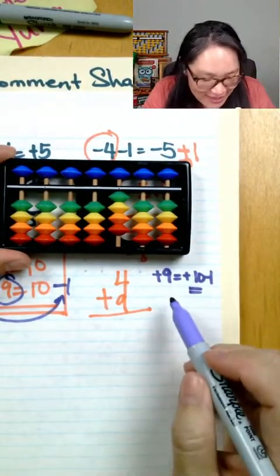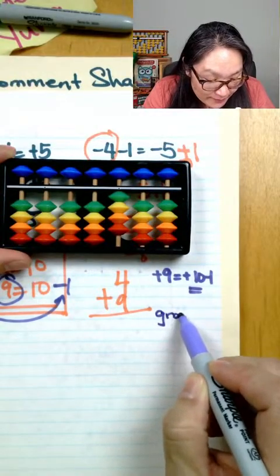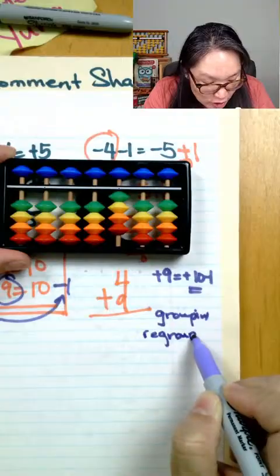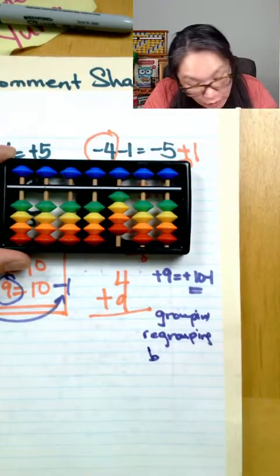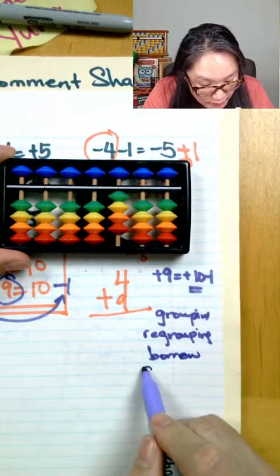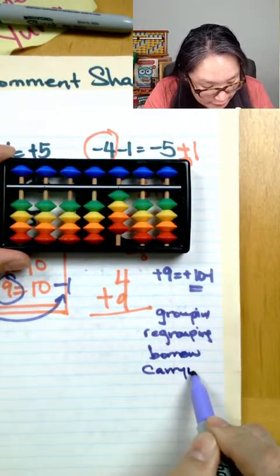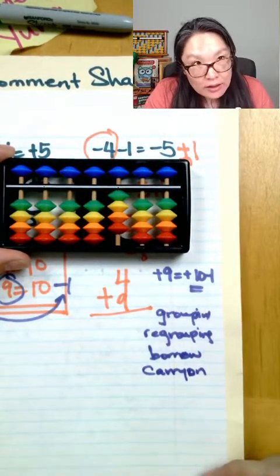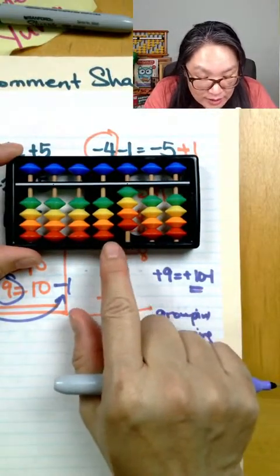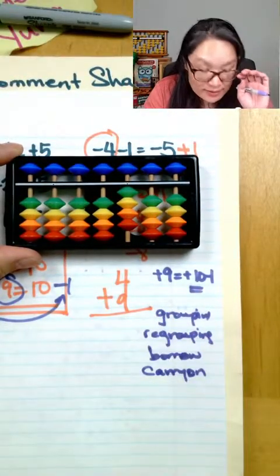This 10 has another terminology. It could be called grouping. It could be called regrouping. It can be called borrowing, if we go backwards, in subtraction, or it can be called carry on. What does this mean in abacus? The only thing that this means is we're going to the next column. That is all it is.